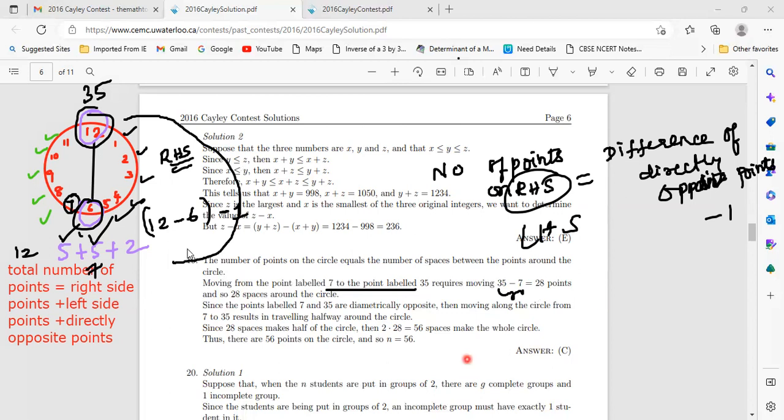So similarly, for obtaining the value of the left side, you're just going to get the other half, right? Which is going to be 28 spaces. So 28 and 28 will give you the answer as 56, right? And here the question is about the spaces. So you can ignore the directly opposite points. You can just calculate the right side and left side points alone, which will give you the result as 56.